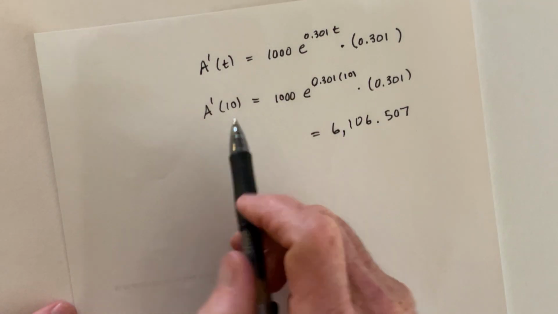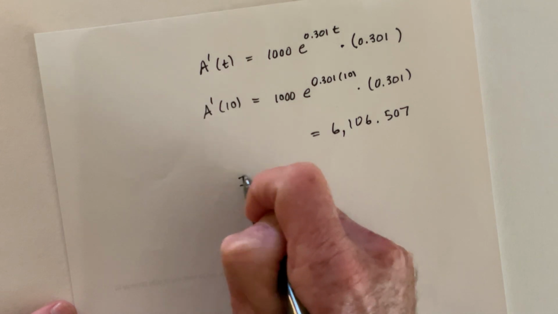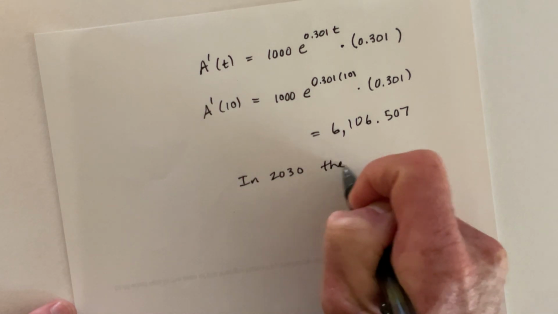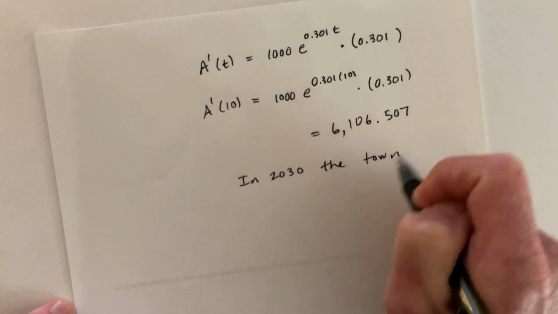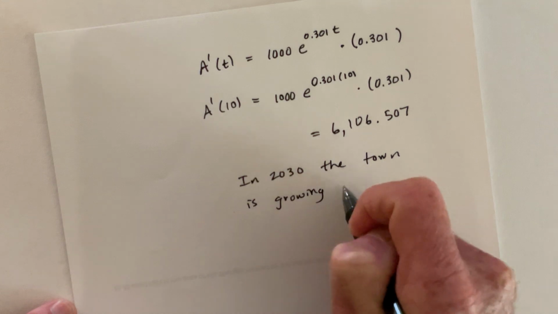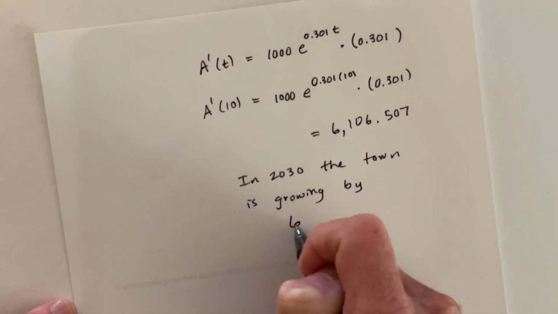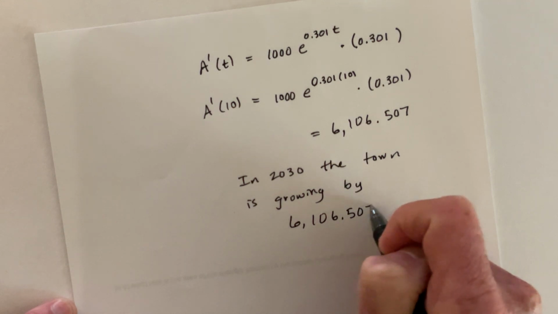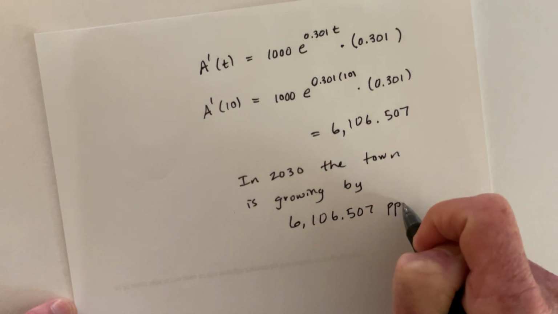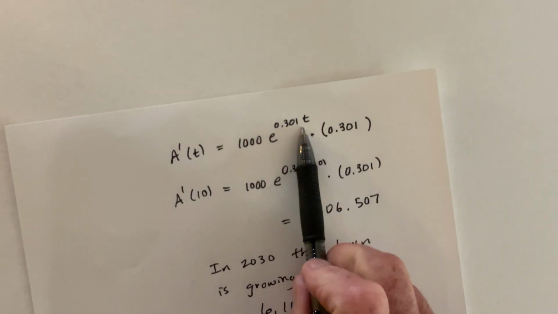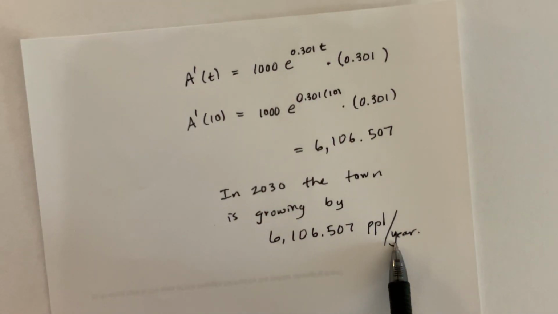So the town is changing. Again, this is 10 years later, so in 2030, the town is growing by 6,106.507, and this would be people per year. Because the t right here is in years, so that means this is also per year.